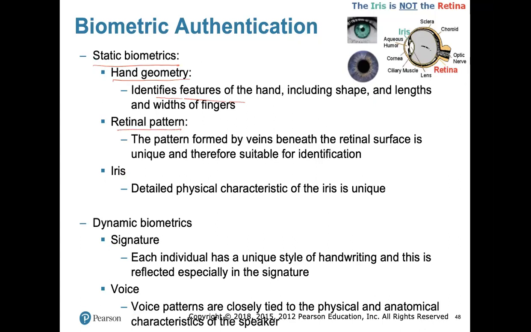Retinal pattern, the pattern that we have in our retina, might be used for authentication. Iris recognition or iris authentication looks at the detailed characteristics of the human iris. These are all examples of static biometrics.